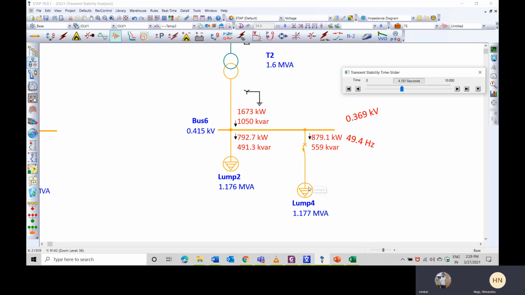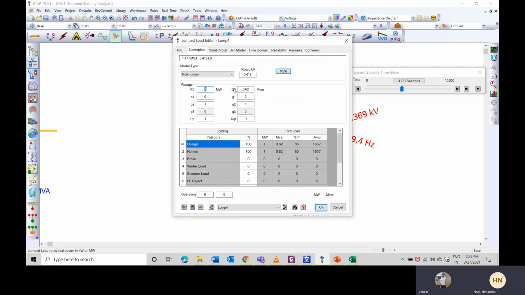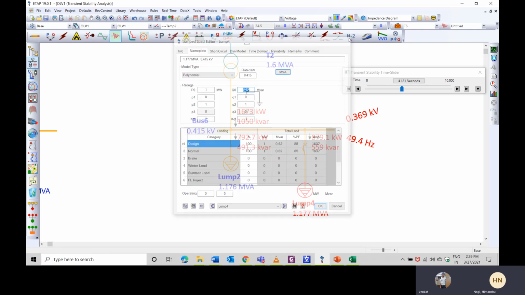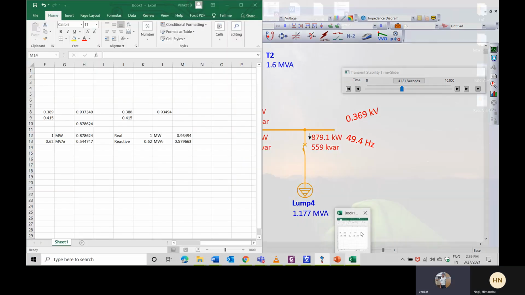Because this is a dynamic model, we have created some dynamic equation. So what we have to do is take the same factors which we took here, 1 and 0.62, fixed. Other than that, we have to include the frequency.